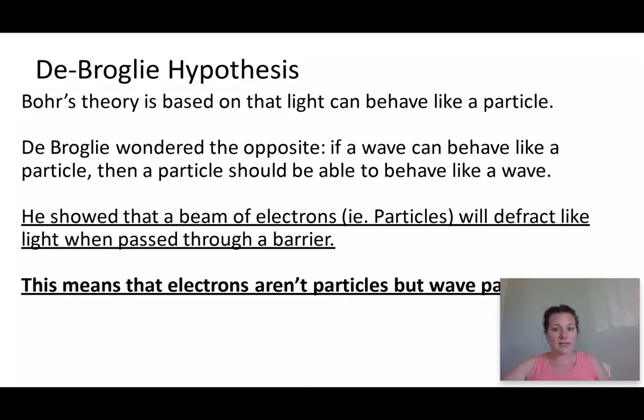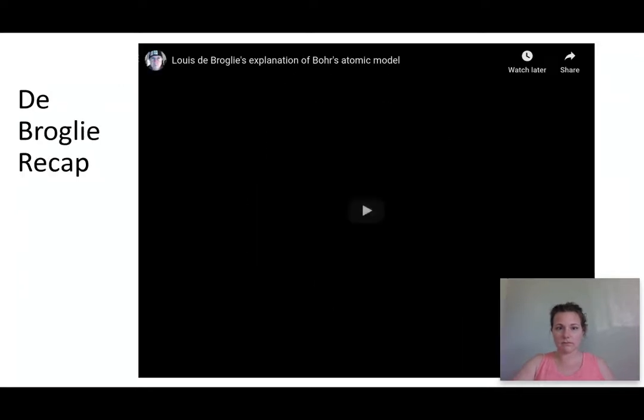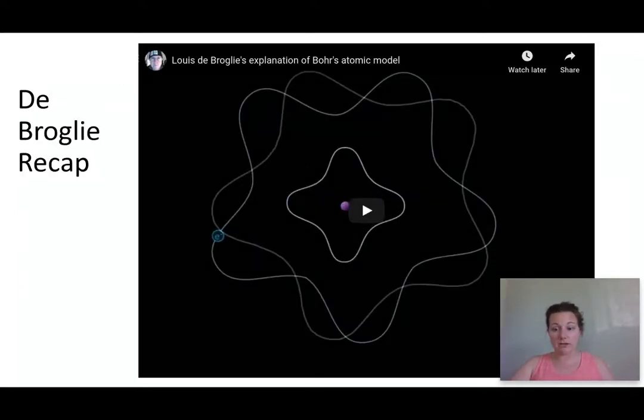And so what de Broglie did is he shot a beam of electrons through something like a window, a barrier, and it also diffracted. This is huge because now it's showing electrons are behaving like light. This means that electrons aren't particles, but they're wave patterns. Again, you might want to hit pause on this video and go and look at the de Broglie recap video that's in your slides and also in your hyperdoc.